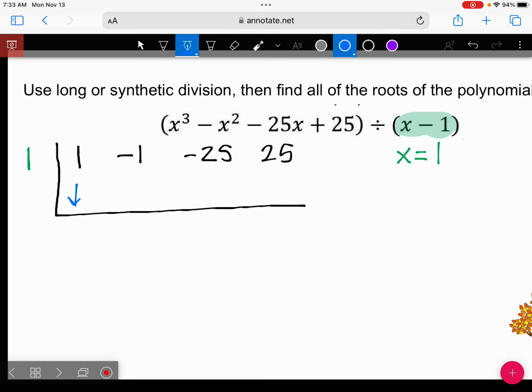We're going to go ahead and drop our first term. 1 times 1 is 1. Add them together and we get 0. 0 times 1 is 0. Plus negative 25 is negative 25. 1 times negative 25 is negative 25. And our remainder is 0. So when you work it across, you should have something like this.